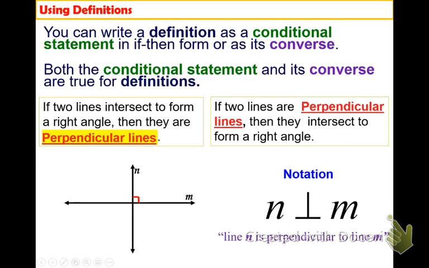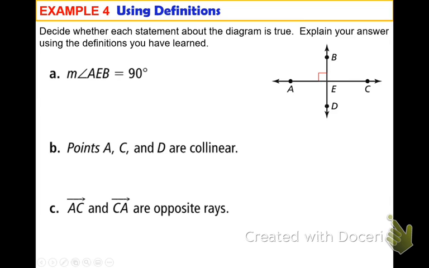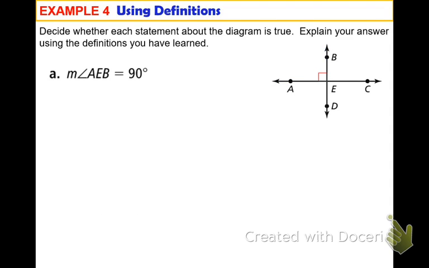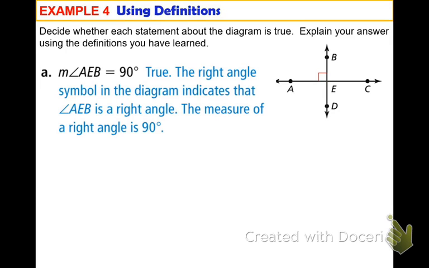So here's what you're going to do. These are all things we're going to talk about. You're going to look at a diagram and decide whether things are true. Okay, the measure of AEB is 90 degrees. Do we agree with this? Yes, we do, and it says explain. So why do we agree with it? It has the box. So you're going to say true.